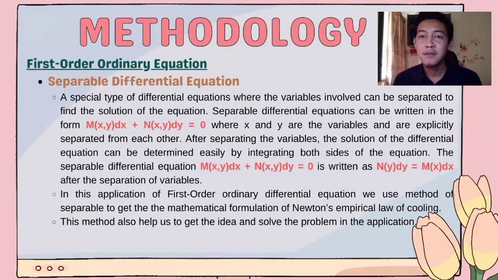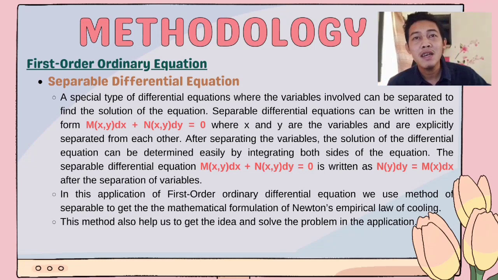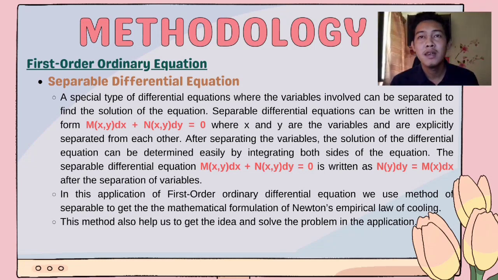Methodology. The first method is the first order ordinary differential equation, that is, the separable differential equation. A special type of differential equation where the variables involved can be separated to find the solution of the equation. A separable differential equation can be written in the form of M(x,y) dx plus N(x,y) dy equal to 0, where x and y are the variables and are explicitly separate from each other.